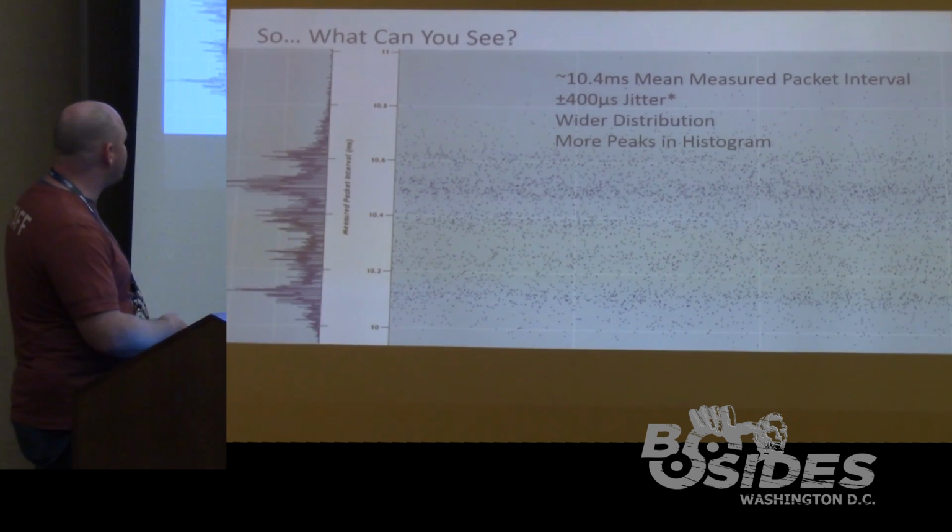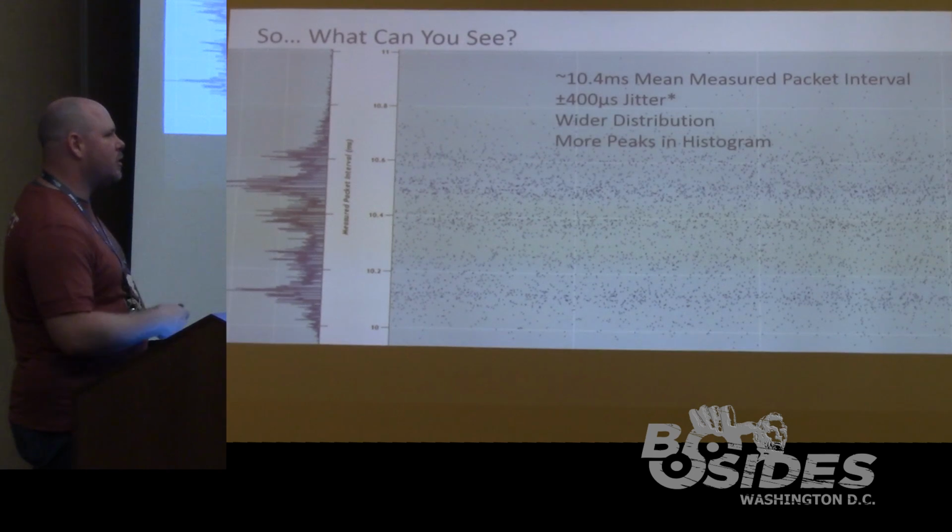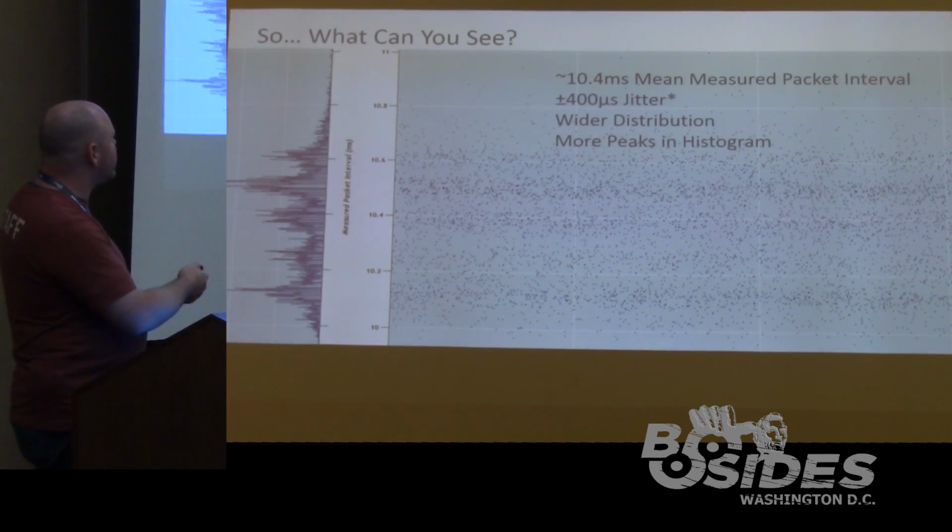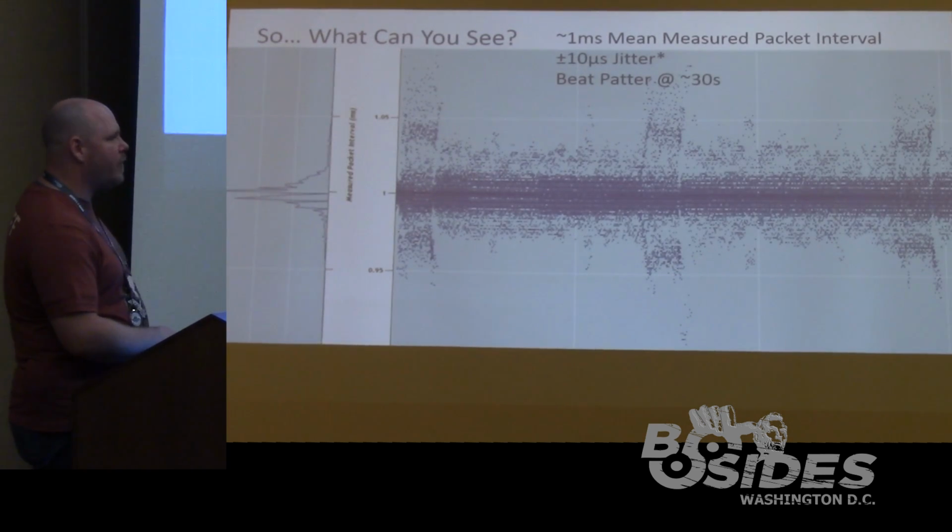This is another device, similar 10 milliseconds, but it was slightly shifted off and it had a wider distribution. So if I did standard deviation and all the math to go along with that, it would be a wider distribution here. But again, 10 milliseconds, 40 microsecond jitter, not that bad. So now you get some weird stuff happening.